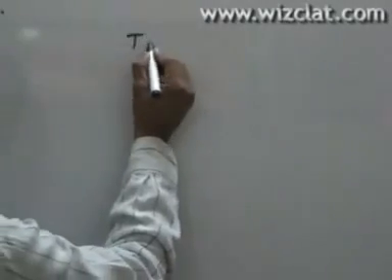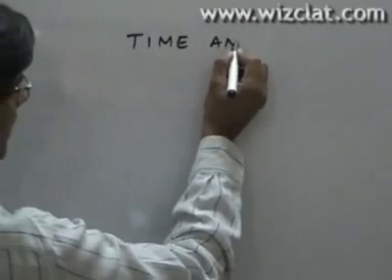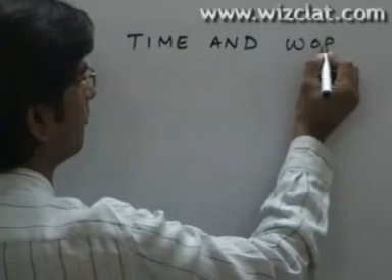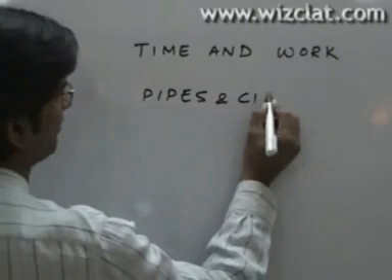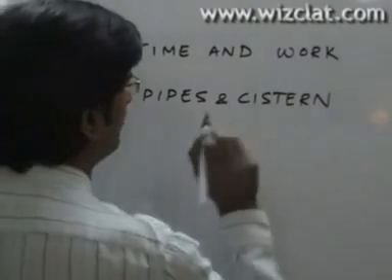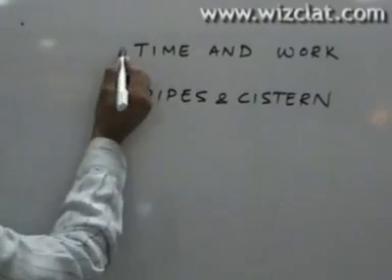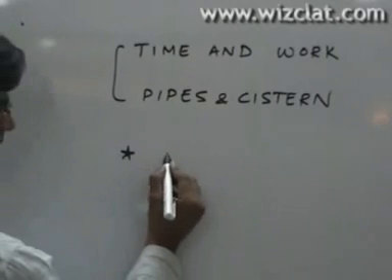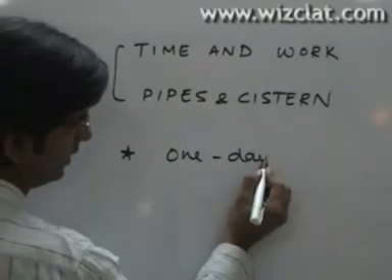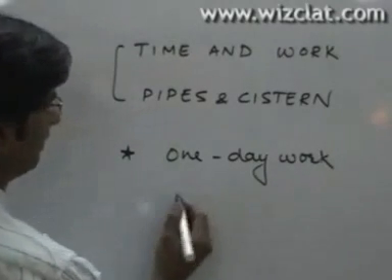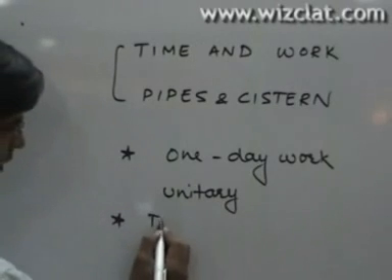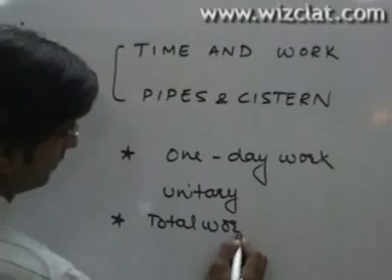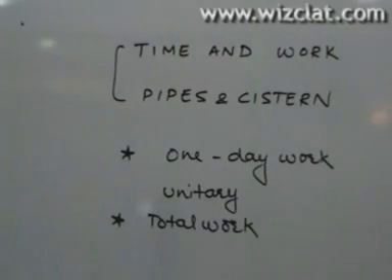Topic is time and work. Now when we look at time and work questions, and the questions based on Pearson system, there is one common thing we understand. This whole topic revolves around two concepts. One, a concept of one-day work, where we apply the unitary method also, and two, the concept of total work. So we will talk about both the approaches to discuss the questions.